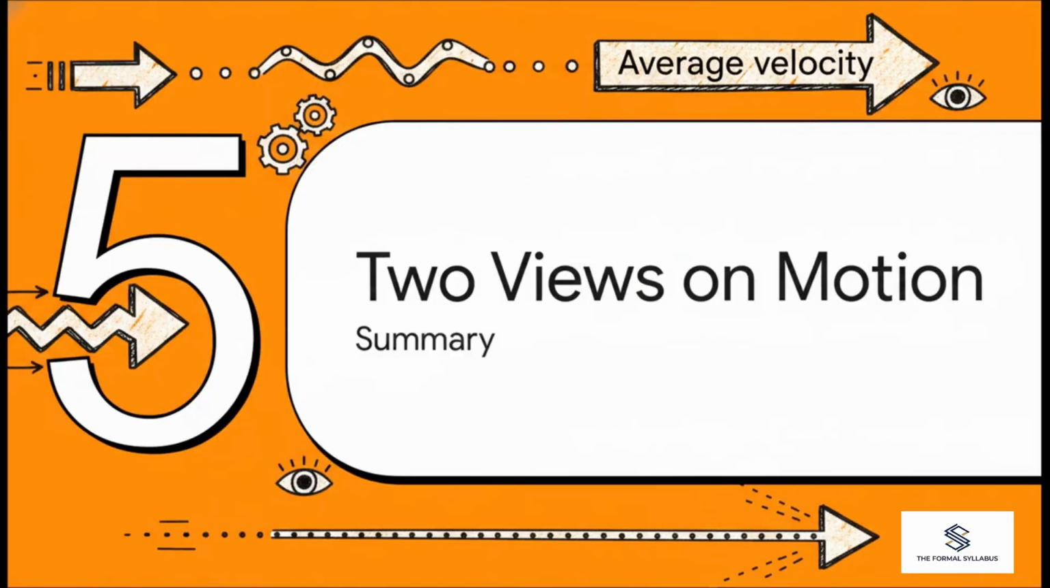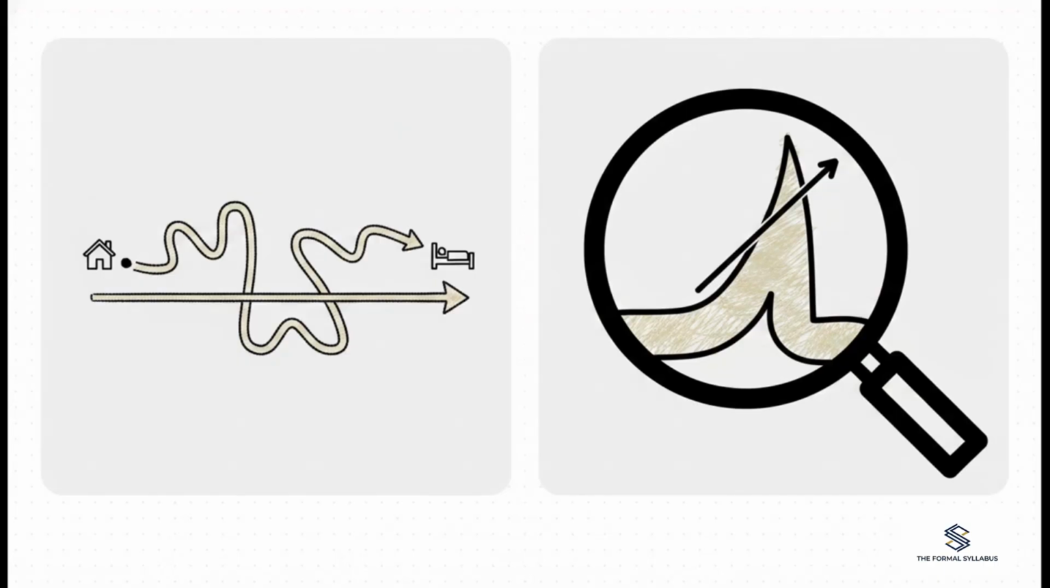Finally, Section 5. Two views on motion. Let's summarize. Let's bring all this together to see how it builds a complete picture. Average velocity tells us the story of the entire journey. It's the big picture summary, right? It draws a straight, simple line from where you woke up to where you went to sleep. Instantaneous velocity, on the other hand, is the exact steepness of the slope at any given single second. It's the raw reality of the now, completely independent of the past or the future.